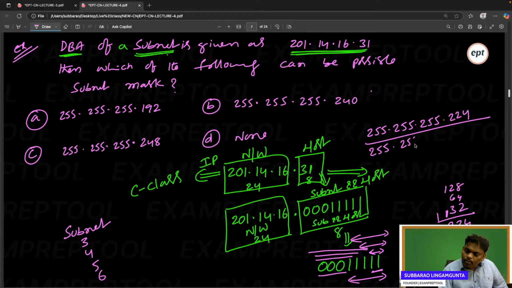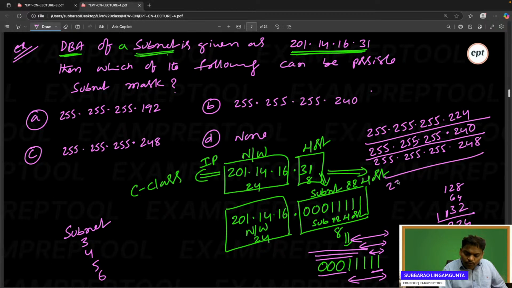If 4 bits belong to the subnet mask, 4 ones, that is 240. If 5 bits, let me write it now, 248. If 6 bits, 255.255.255 and then 6 bits means 252, because only 2 bits are left. These are the possibilities.